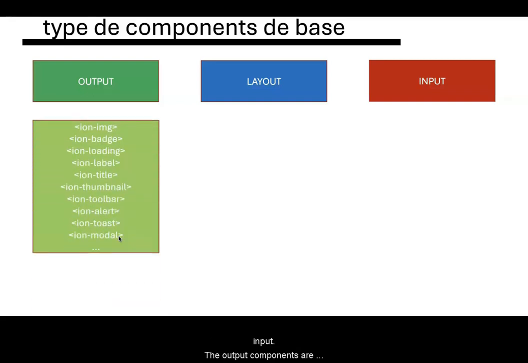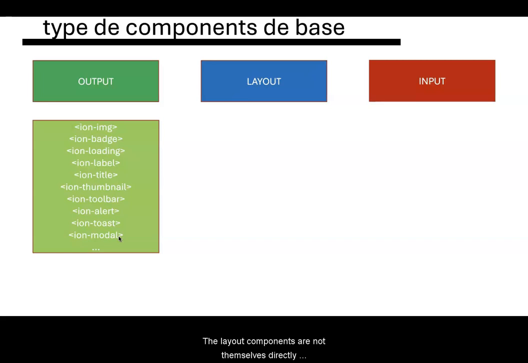The output components are elements such as ion-image, ion-badge, ion-label, ion-title, components that mainly display elements. Obviously in this list there are things like ion-alert, where the user can also press a button and interact with it. Of course, this component does both, but in general these components are mainly intended to display something on the screen that we want the user to see.